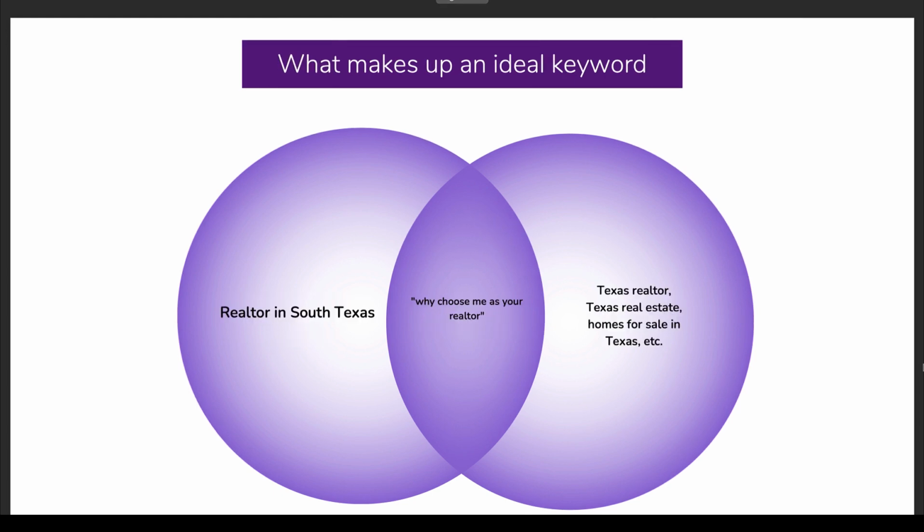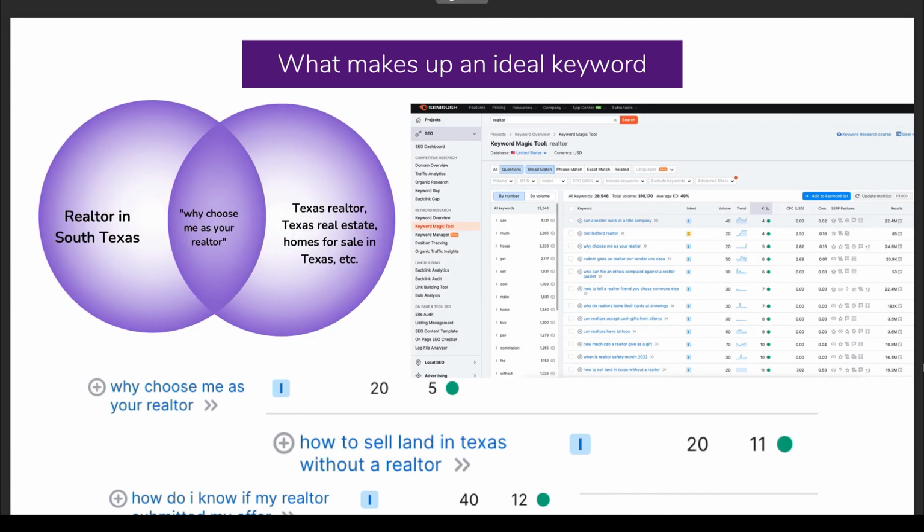So here's an example of what makes up an ideal keyword. Let's say we're a realtor in South Texas. We know we can go after the obvious, right? Texas realtor, Texas real estate, homes for sale in Texas. But which keyword is the right one? So after some keyword research, I found this keyword. Why choose me as your realtor? And here's why it makes for an excellent keyword.